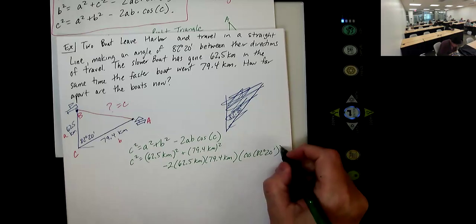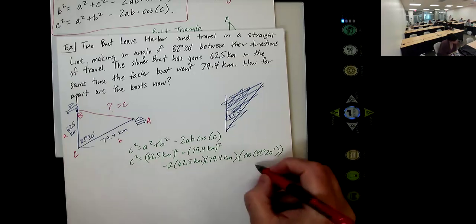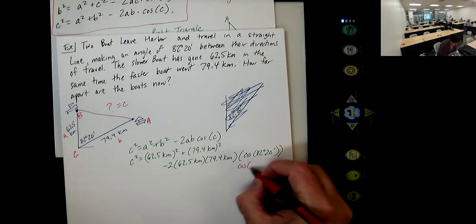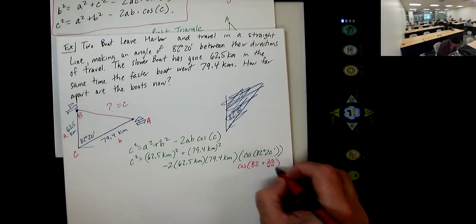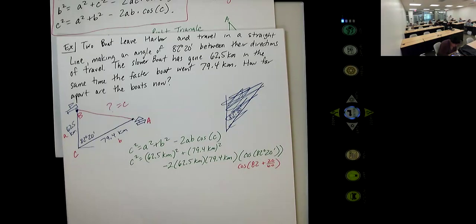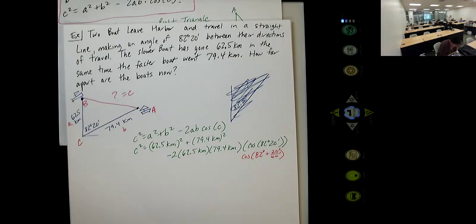I don't like having the minutes in there. So when I put it in, make sure I put in 82 plus 20 over 60, because that is not 0.2. So 82 degrees plus 20 over 60 is how I'll enter it in the calculator. But this is just all calculator work. I'll do little subcomponents, so we can see what it looks like along the way.